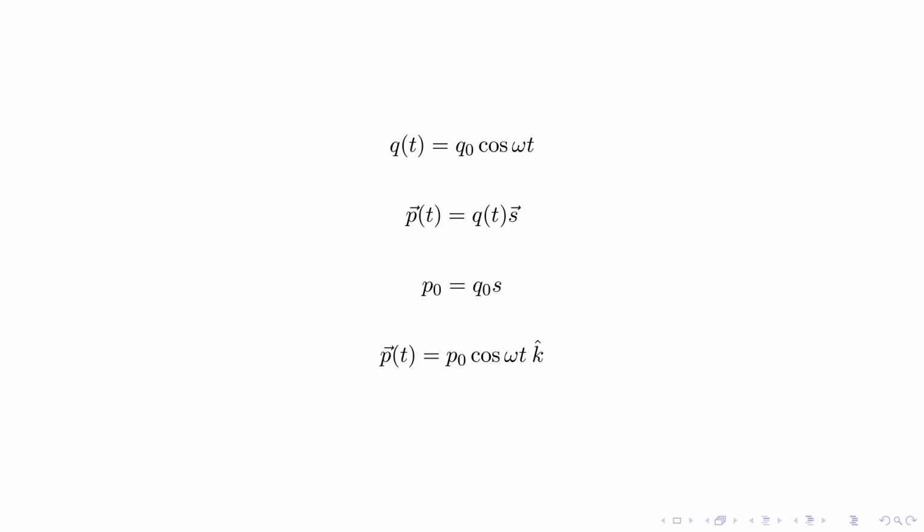Put it all together and we have the simple equation. The dipole moment at time t is p naught times cosine of the frequency omega times time t, and it points in the k hat direction, aligned with s, so vertically.